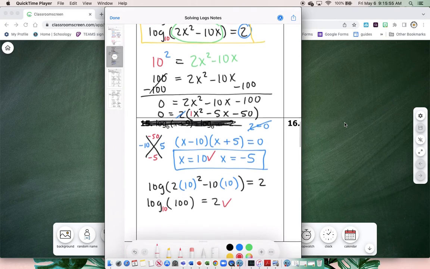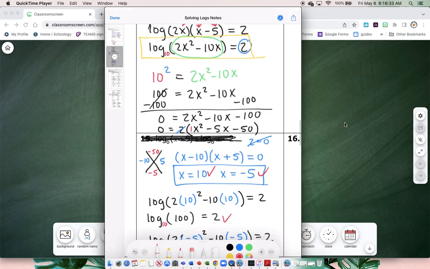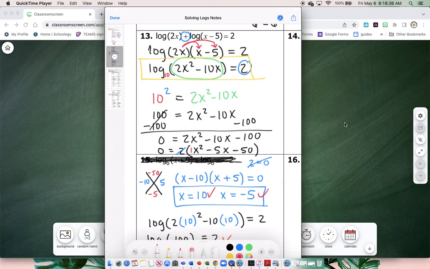Let's do the same thing for negative 5, right? So let's put log of 2, put that in blue, negative 5 squared minus 10 times negative 5 equal to 2. Let's make sure that's equal to 2 as well. So that gives me log of 50, let's see, yeah, 25 times 2 is 50, plus 50 is log of 100. And we already checked that, right? That does equal 2. Yay! So negative 5 is also a solution. So we're good. This was number 13, I'm sorry. And our 2 solutions are good. We just checked them.